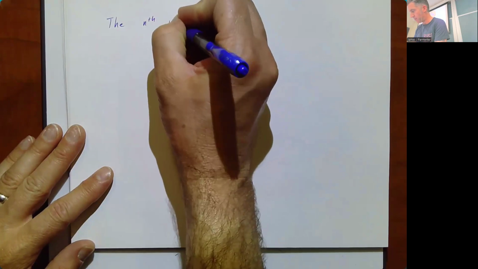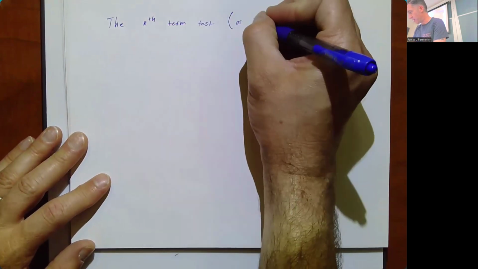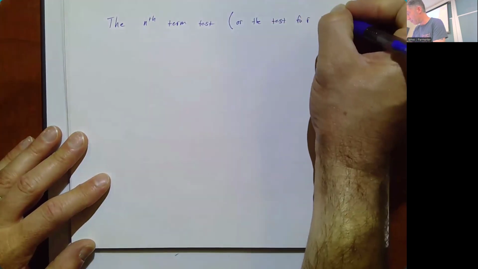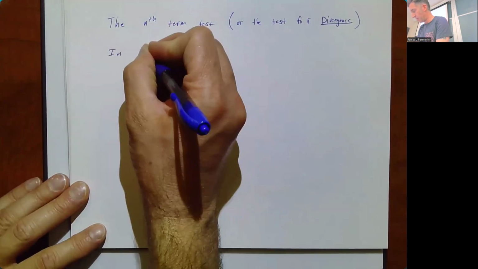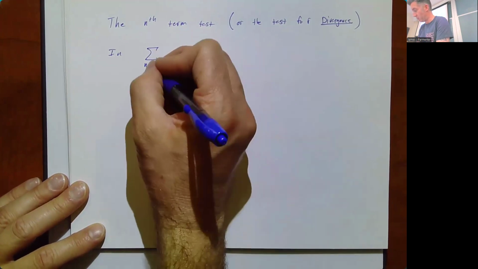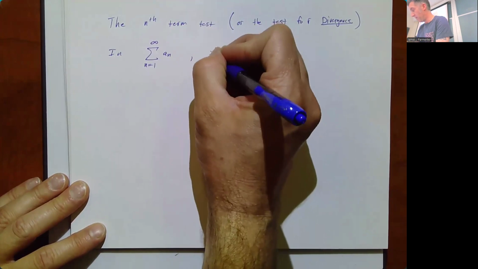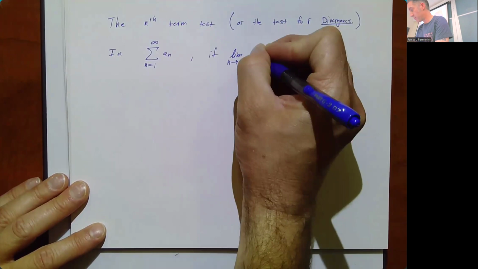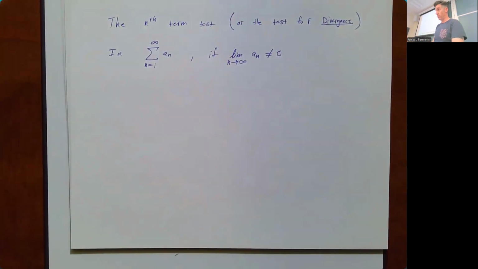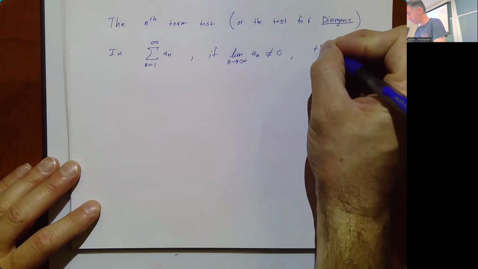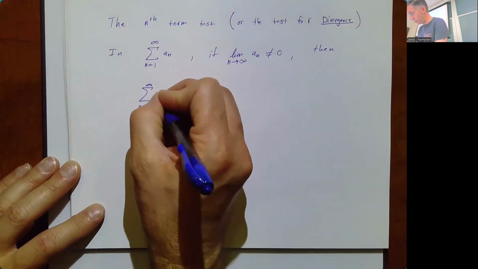The nth term test, often also referred to as the test for divergence, says that in a series, the sum from n equals 1 to infinity of some a sub n, if the sequence a sub n converges to anything other than 0, or actually, I should back that up: if the limit of the sequence is not 0, meaning it could be a non-zero finite number, it could be infinity, it could be negative infinity, or the limit itself could not exist, if any of those things happen, then we can say the series must diverge.